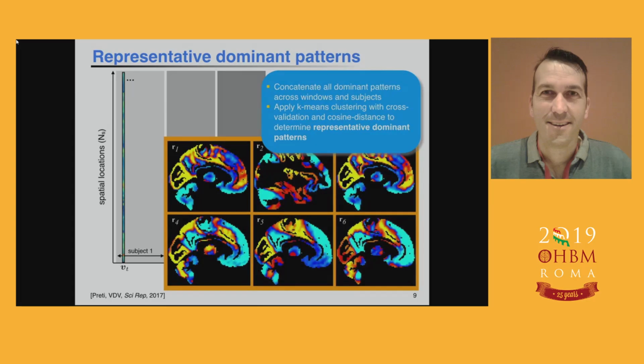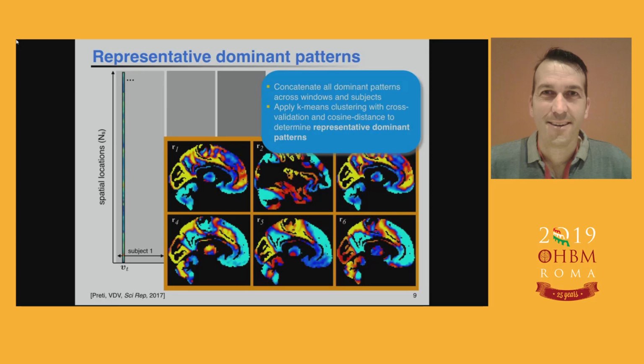And if you do cross-validation, you can find that with 6 representative dominant patterns, you basically capture all the variability you see in these dominant patterns across time and across subjects. And as you can see here in the sagittal views, you see this opposing pattern that basically opposes default mode or subsystems of the default mode with frontoparietal networks, salience, and attention networks, but in different proportions and in different parts.